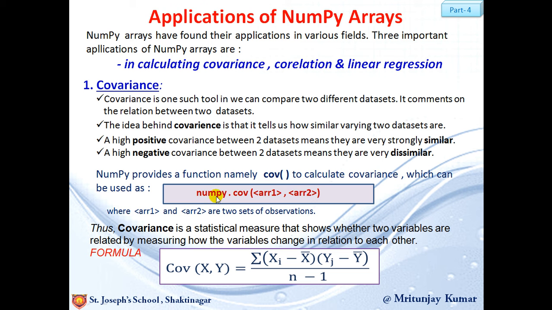NumPy provides a function, the cov function, and this function is used to find the covariance between two arrays.